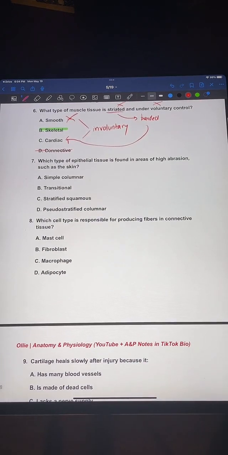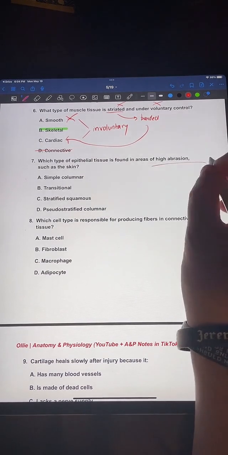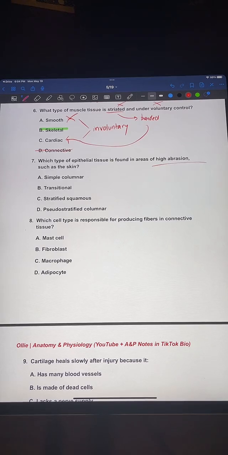Number 7. Which type of epithelial tissue is found in areas of high abrasion? An example of this would be your skin. Abrasion means some sort of damage or friction occurring at a certain point.